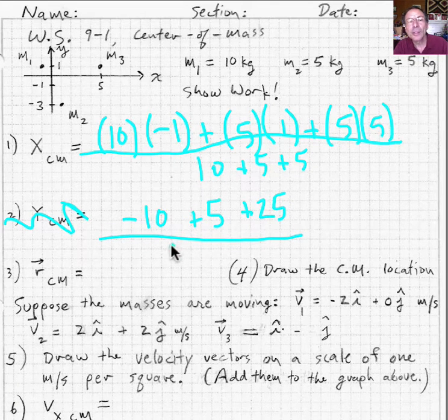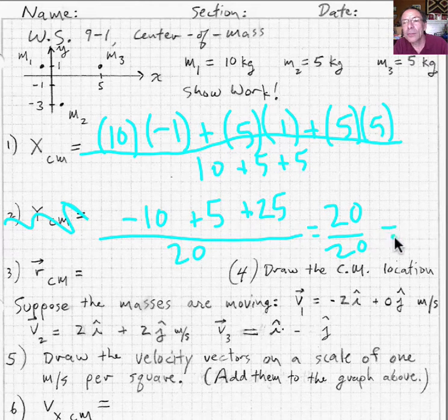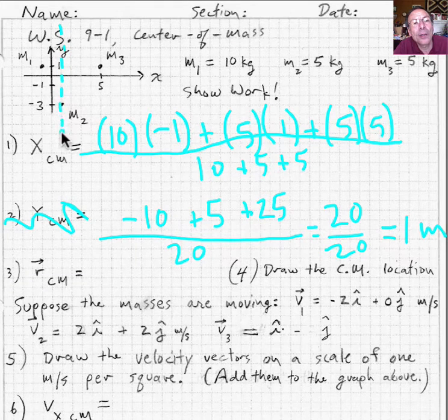All right. This is 20. So this, let's see. This is -5. Oh, so this is going to be 20 over 20. Oh, so the x-coordinate is going to be 1 meter. So as far as x is concerned, the center of mass is going to be somewhere on this dotted line. It's going to be somewhere in here.